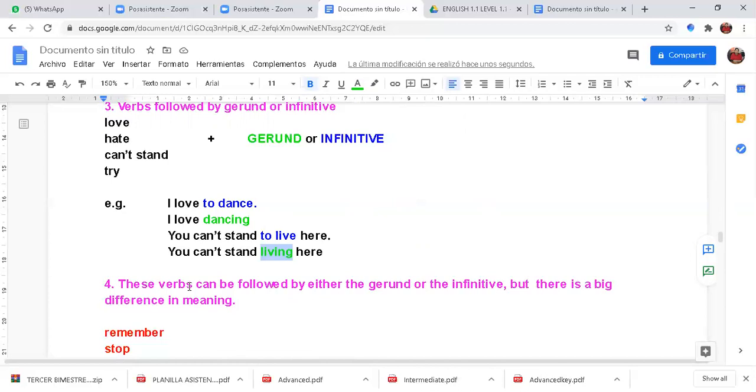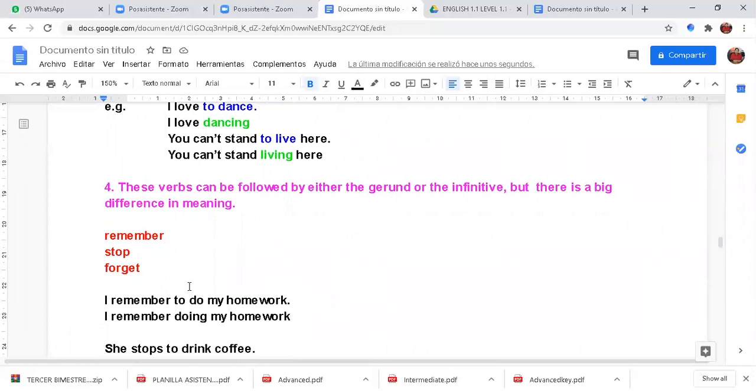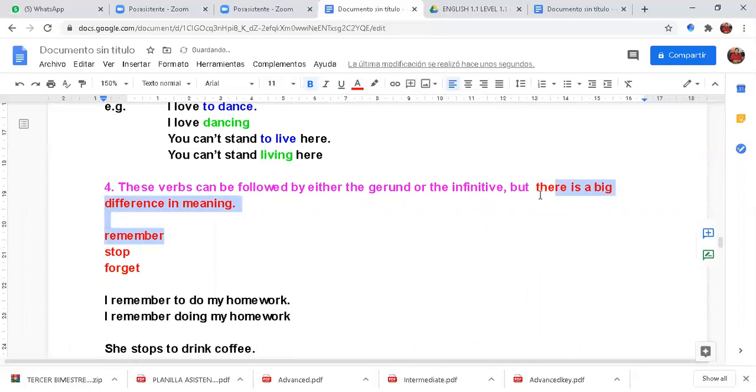Now we have here the fourth group, okay, that I said. These verbs can be followed by either the gerund or the infinitive. But, it says, there is a big difference in the meaning, okay? Just in case, you have to pay attention to this. There is a big difference in the meaning.